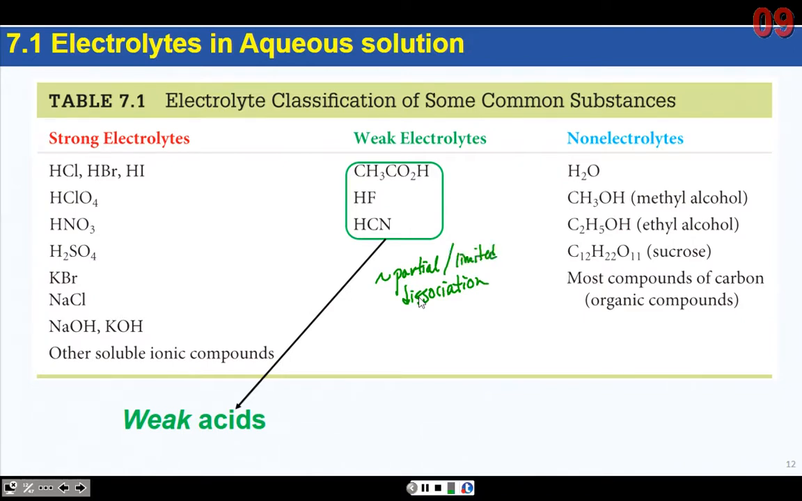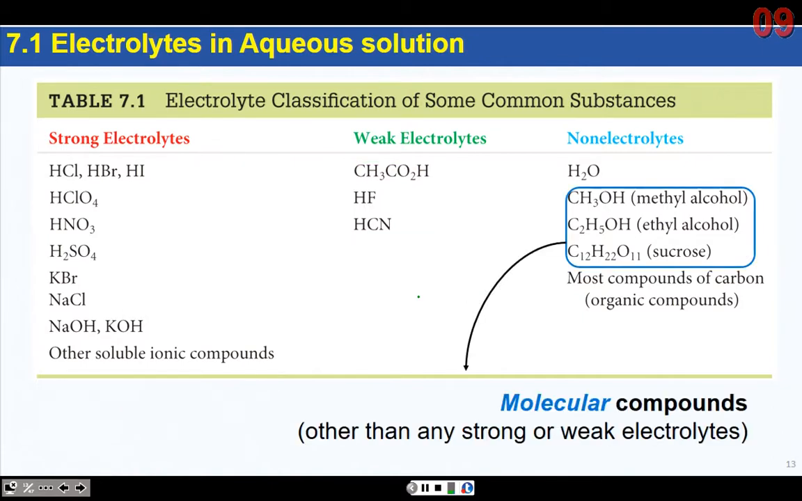Dissociation, not nearly as much. The last group of compounds then are the non-electrolytes. These things do not have ions, and they're going to be molecular compounds overall. Water actually is included in that list. We kind of forget that water is actually a molecular compound.